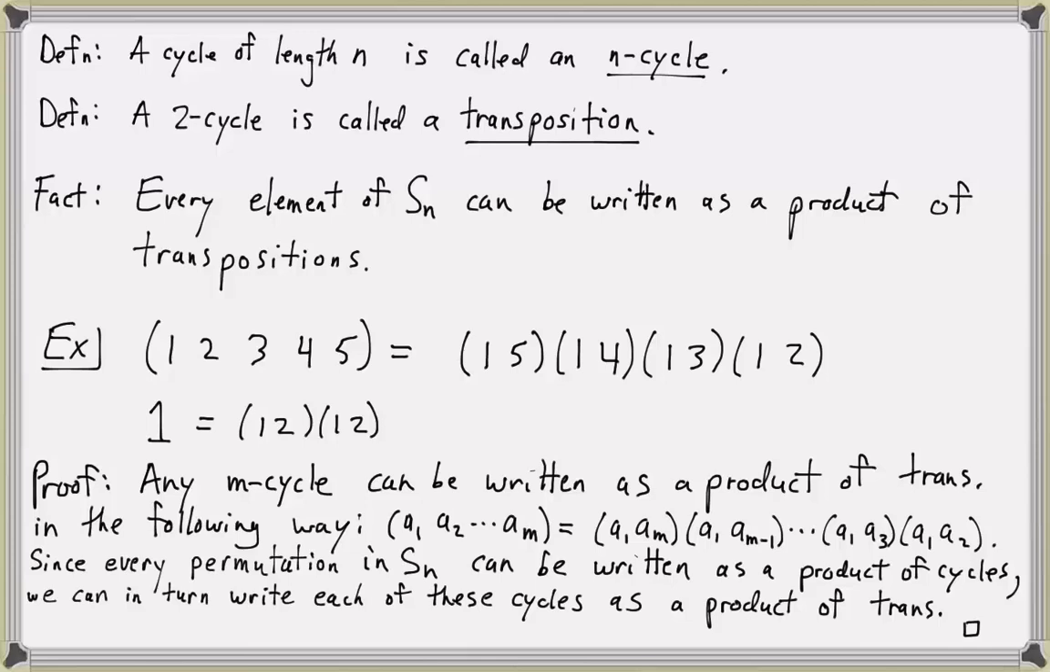And we can actually do this in an infinite number of ways. But we will see that, for example, the 5-cycle (1 2 3 4 5), we wrote as a product of 4 transpositions. It turns out that if you write any cycle as a product of transpositions, the number of transpositions will always be either even or always odd. So for example, for (1 2 3 4 5), you will always have to use an even number of transpositions. And this is what we'll prove. Let's look at a couple more examples.